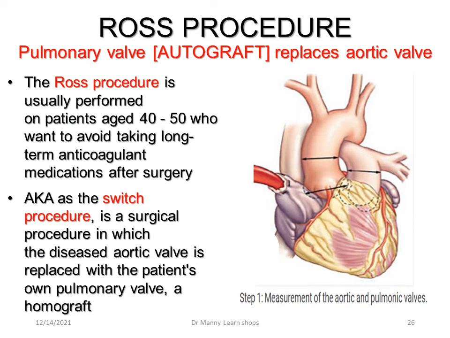Then you've got the Ross procedure. And the Ross procedure is the pulmonary valve, an autograft, replaces the aortic valve. So the Ross procedure is performed on patients typically aged 40 to 50 who don't want to take long-term anticoagulant medications after surgery. It's also known as the switch procedure, and this is where the diseased aortic valve is replaced with the patient's own pulmonary valve as a homograft. Now remember, God didn't create the pulmonary valve to work in the aorta.